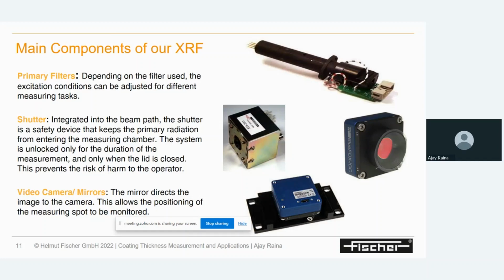And when we have the shutter closed, we can place the sample. We can just keep it in the off condition so that the X-rays which are bombarding will not affect you. Then for the image and other things, we have a video camera and mirrors so that we can see the image exactly where the sample is to be placed and where we need to do the testing. So these are the components.